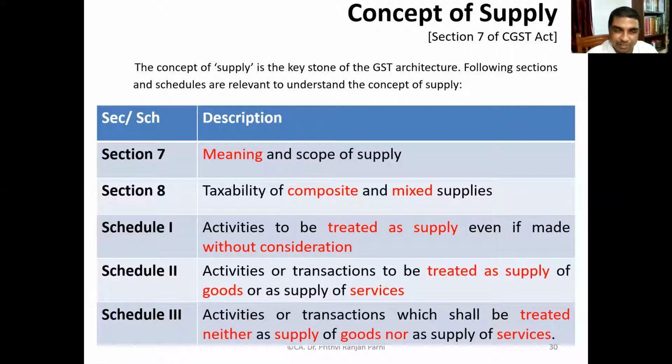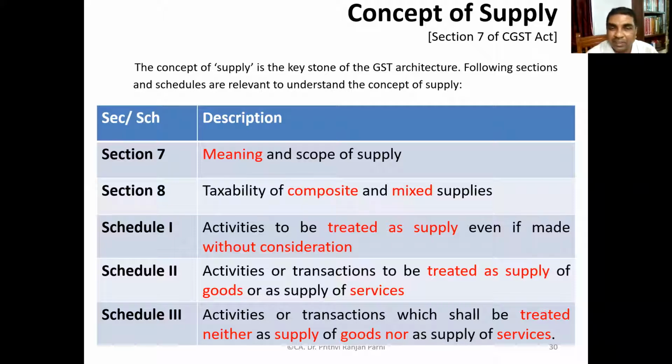it is without consideration. Now, Schedule 2 talks about activities and transactions to be treated as supply of goods or as supply of services. That means Schedule 2 talks about some activities which can be treated as supply of goods, and some activities which will be treated as supply of services. So that is discussed in Schedule 2. Understood? Now, Schedule 3 talks about activities and transactions which shall be treated neither as supply of goods nor as supply of services. Okay, so these are the three schedules.